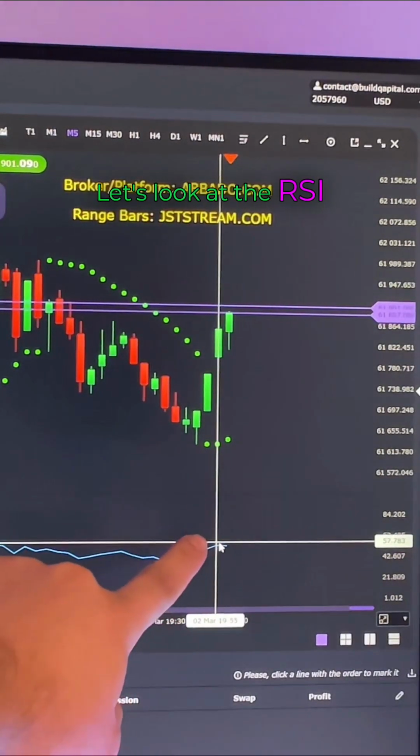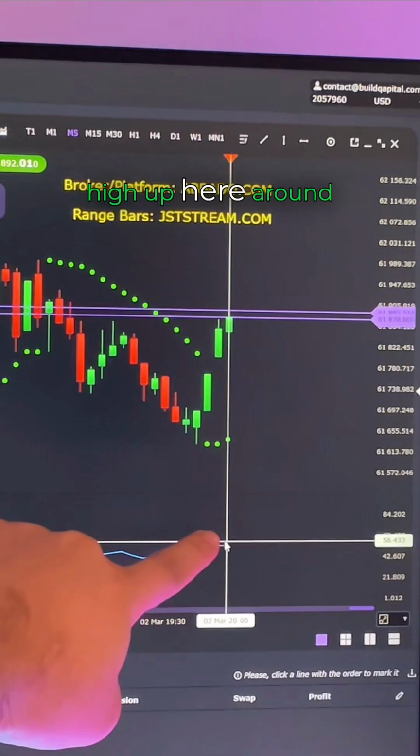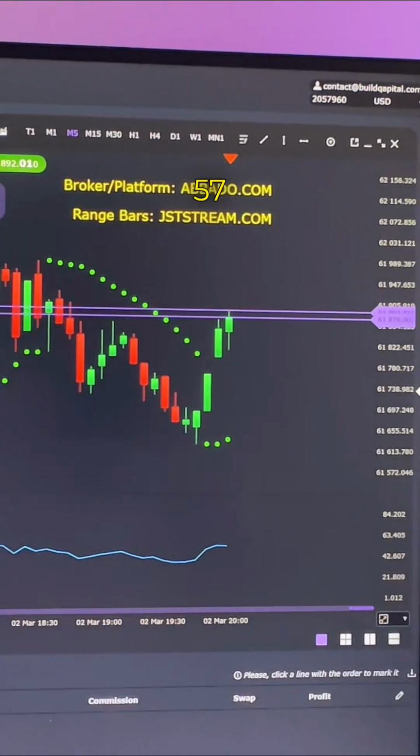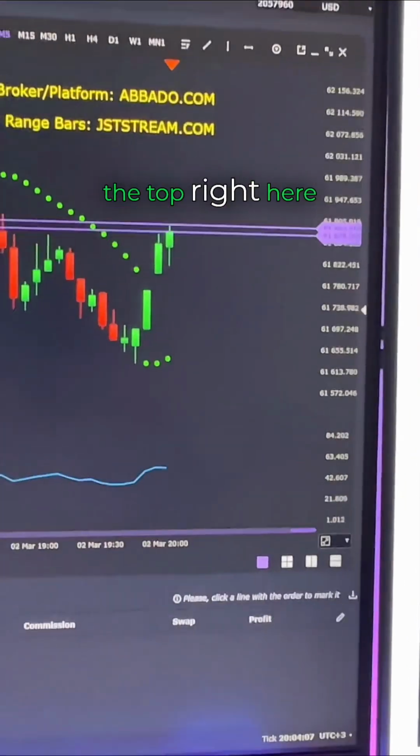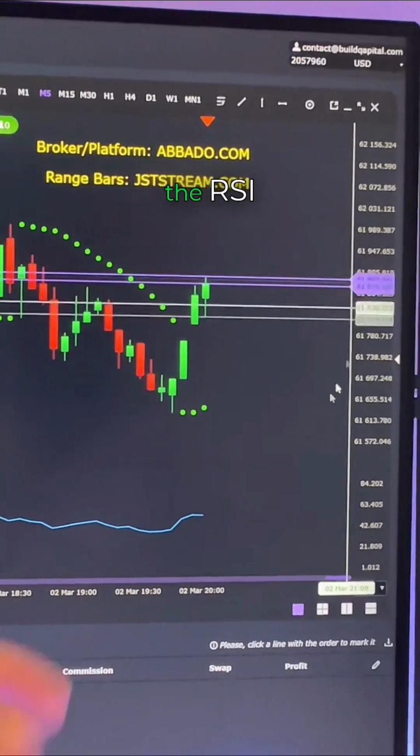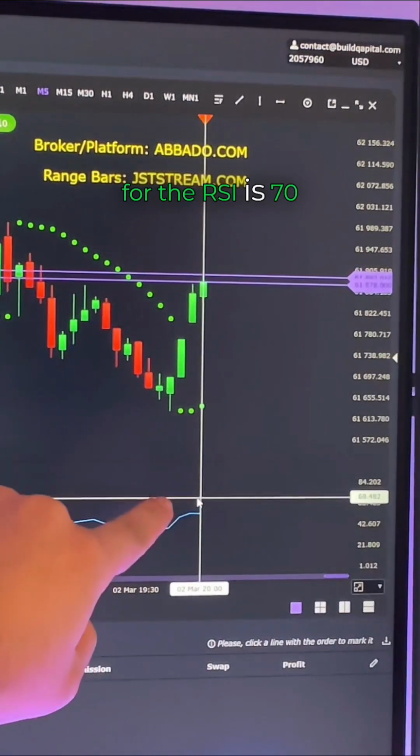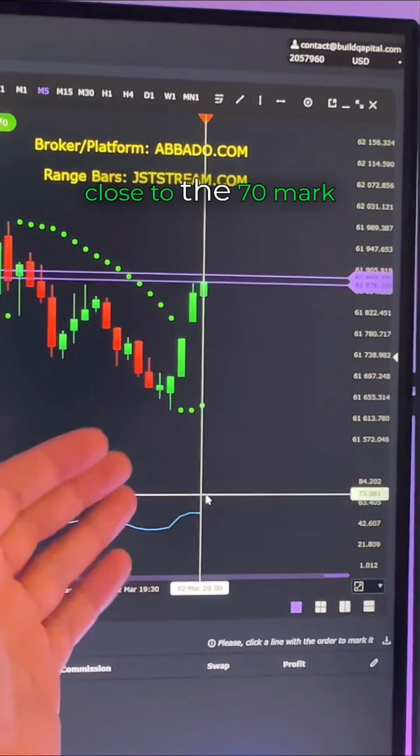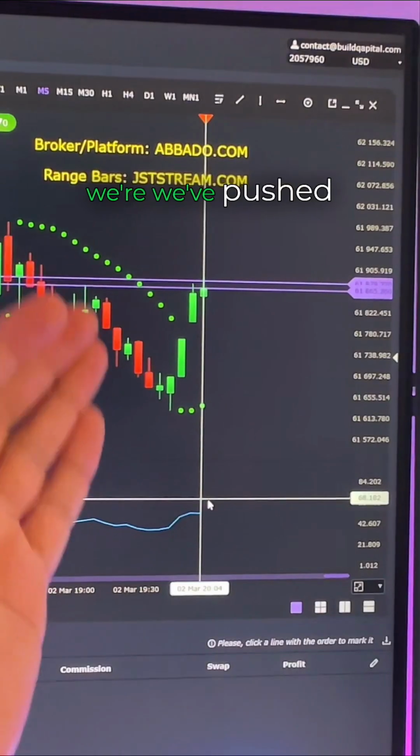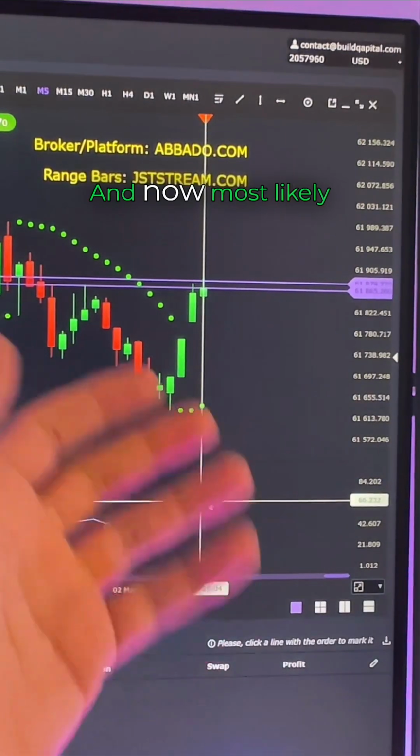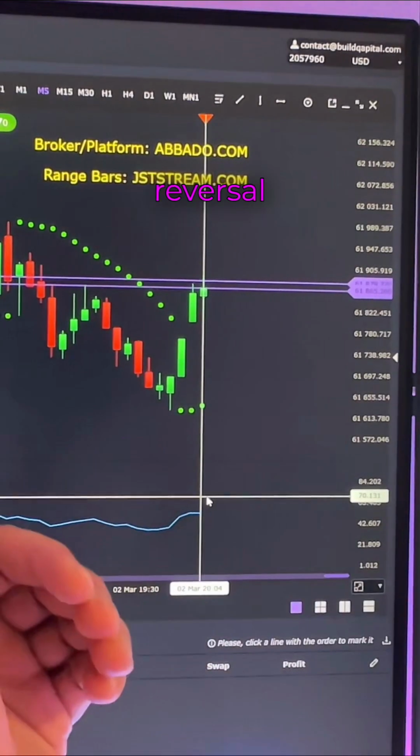Let's look at the RSI. RSI is getting pretty high up here, around 57. So you guys know the RSI has two levels. The first level at the top right here is 70. So when we're getting close to the 70 mark, that means that we've pushed up quite a bit, and now most likely we're looking for a reversal.